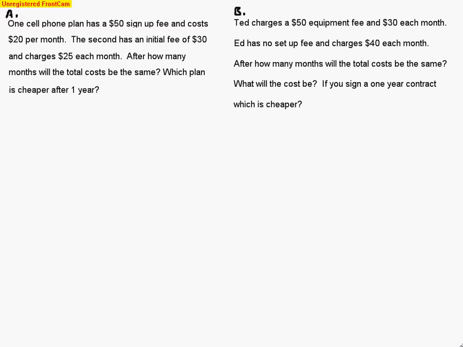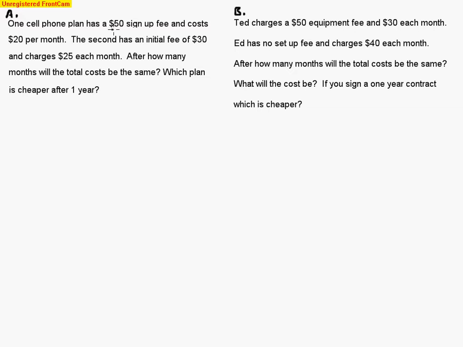Today we are going to set up some systems of equations from word problems and solve. So let's see what the first one talks about. One cell phone company has a setup fee or a sign-up fee of $50 and costs $20 per month. So this is some important information here.